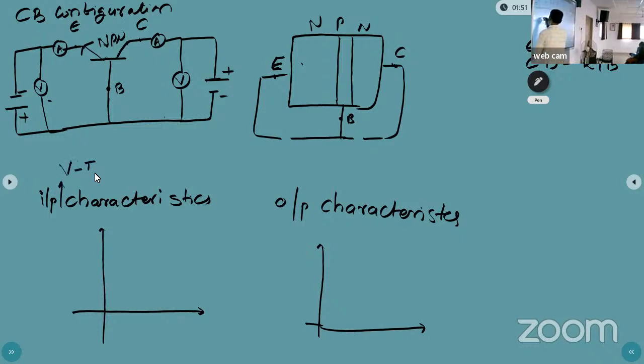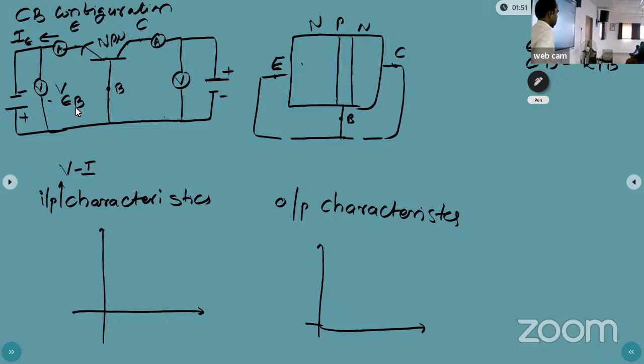VI means volt ampere characteristics, or VI characteristics. Okay, the graph between voltage and current. What is the input circuit? What is the input voltage and what is the input current? Input current is emitter current, because the emitter is the input terminal, and VEB, emitter base voltage, is the input voltage, and this is the bias voltage.